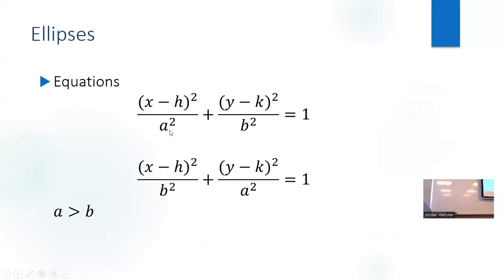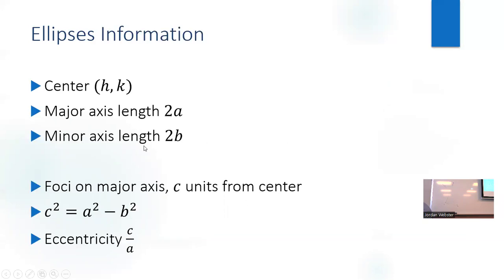Now, remember, my equations had A as the bigger value. So if the A is underneath the X versus the A underneath the Y, the center of the ellipse is (h, k). The length of the major axis is going to be double A. I'll show you what that looks like in a picture in a moment. The minor axis is length 2B, so double B.